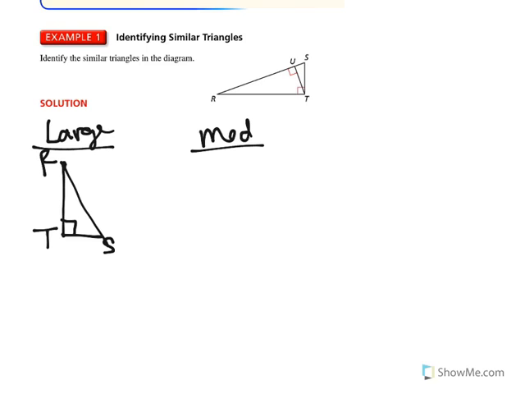Okay. Well, if I look at the medium, that's going to be this red triangle here. I'm going to start at the tip, which is R. And if I go to my right angle, that would be U. So R, U, and then it goes to T.